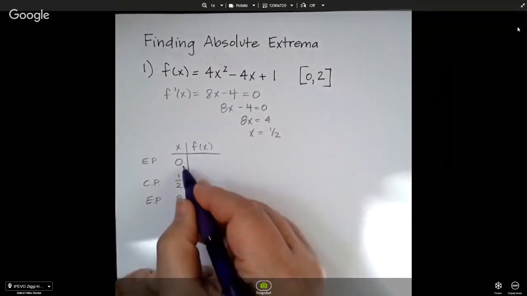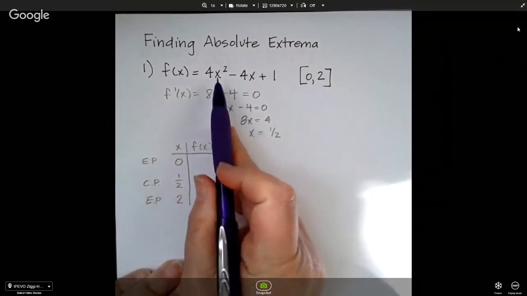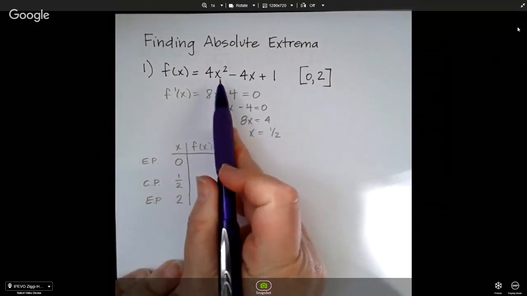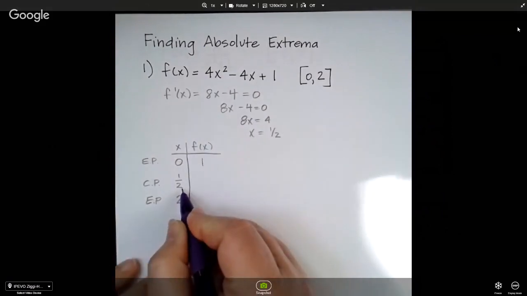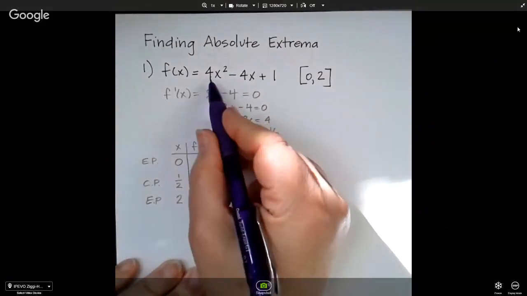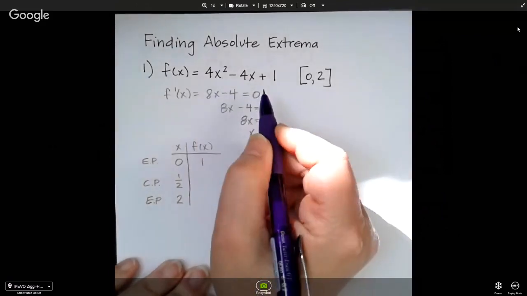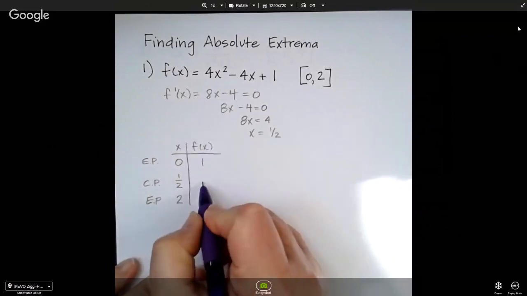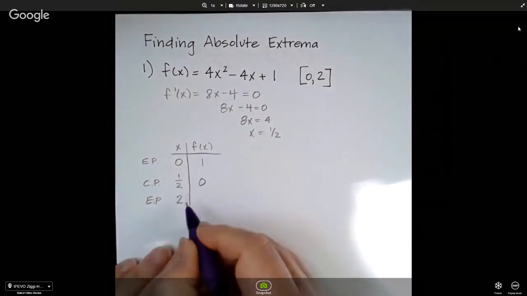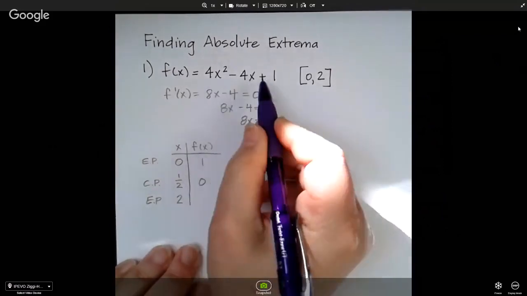Now let's plug in these values in our function and see what's happening. What happens when I plug in x equals 0? You get 1, clearly. And then what happens when you plug in 1/2? Well, I have taken the liberty of doing this ahead of time to make this video less lengthy. And I found out that that value turns out to be 0. And then when you plug in 2, you're going to get 9.